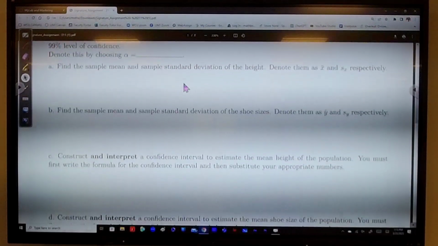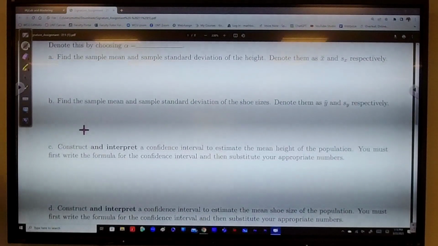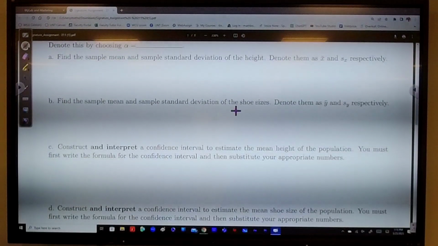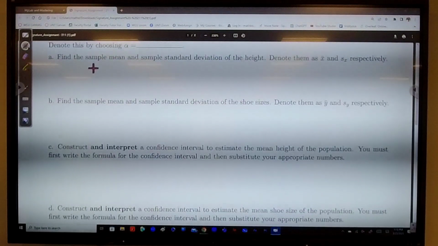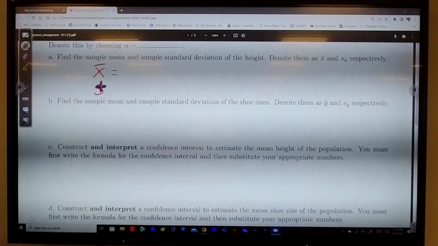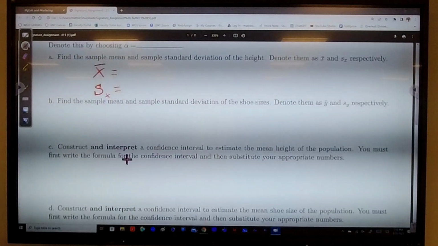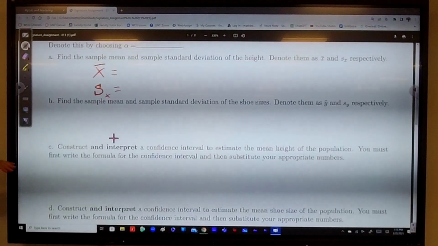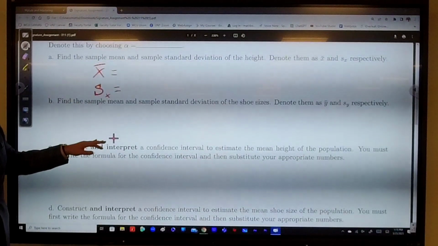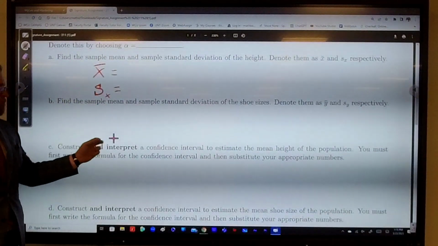All right, part 2A. Find the sample mean and the sample standard deviation of the height. Denote them as x bar and s sub x. So x bar would be my sample mean, and we have to put this little subscript on the standard deviation because we need to distinguish between this standard deviation and the standard deviation of the shoe size. And these are our x coordinates. They're going to be on the horizontal axis. This down here will be s sub y.